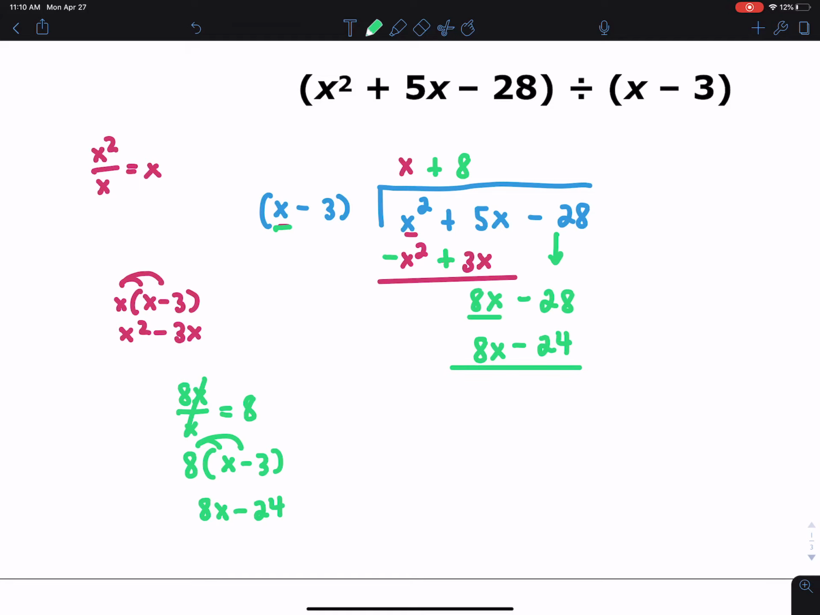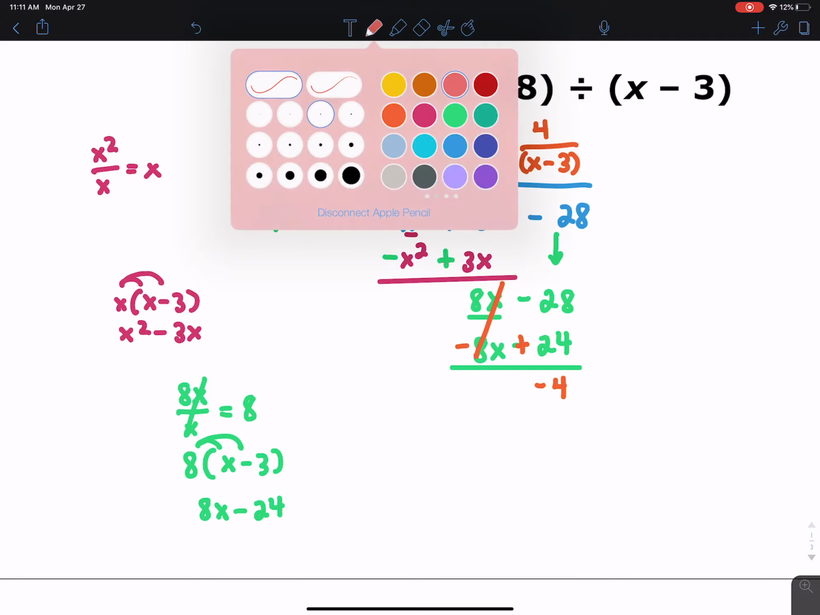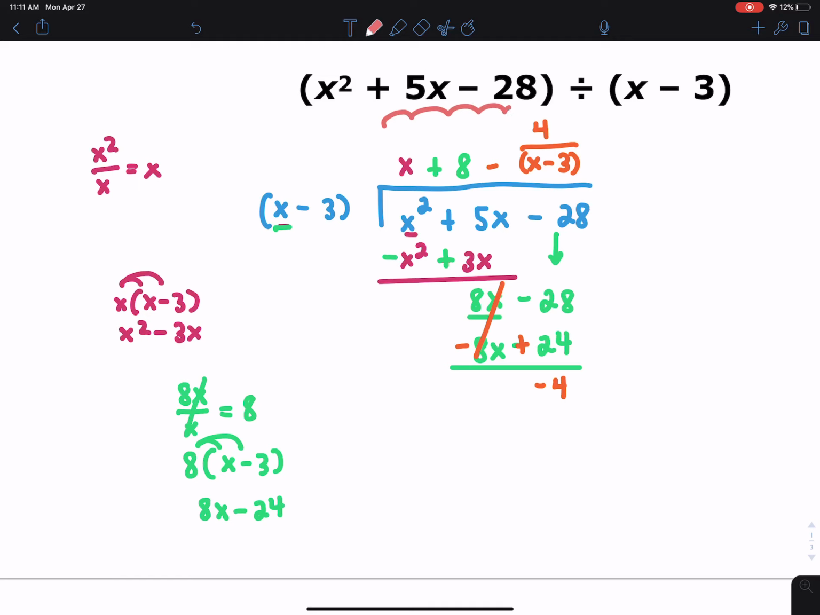And again, don't forget we are subtracting. So minus, and then this is going to change to a plus. So that cancels. Negative 28 plus 24 is going to give us negative 4. So then we would have minus 4 over our divisor, which is x minus 3. And there is our quotient, again, which is our answer to our division problem. So x plus 8 minus 4 divided by x minus 3.